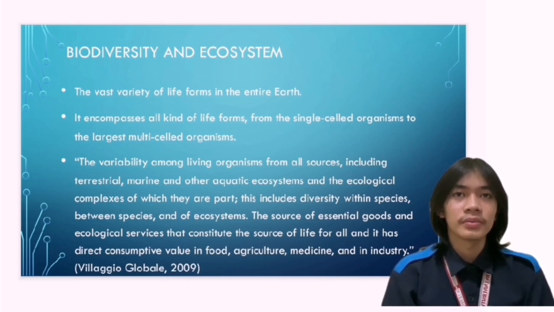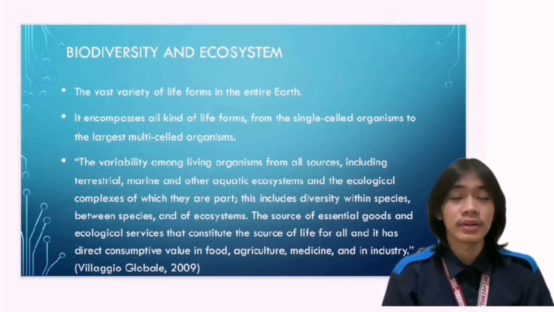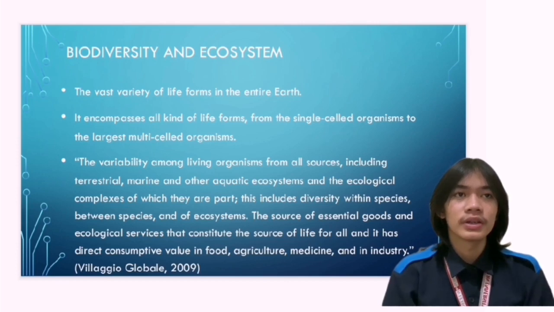Biodiversity includes all forms of the things that are able to have characteristics of living organisms. It covers from the smallest unicellular organism to the largest multicellular organism. The variability among living organisms from all sources, including terrestrial, marine and other aquatic ecosystems, and the ecological complexes of which they are part. This includes diversity within species, between species, and of ecosystem.